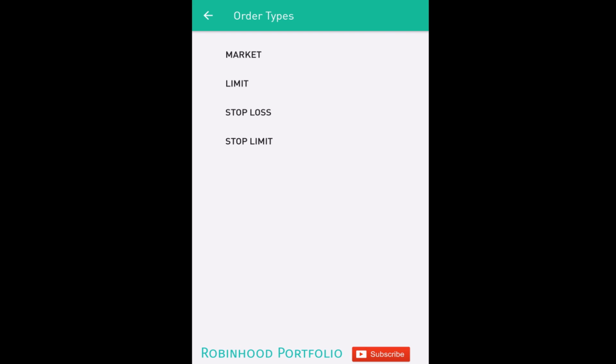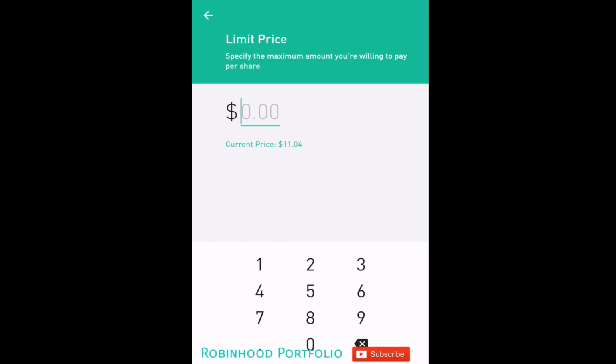If you click in the top right there, order types, you can see there's a number of different order types here. The orders I'm using here are just limits. If you click on limit here, you can specify exactly the price that you're willing to pay, and you can see that summarized up top there. Specify the maximum amount you're willing to pay for a share of a stock. So if this stock is moving rapidly, and let's say you only want to buy this for 11.02, you just put in 11.02 and you go ahead and buy it at that price.